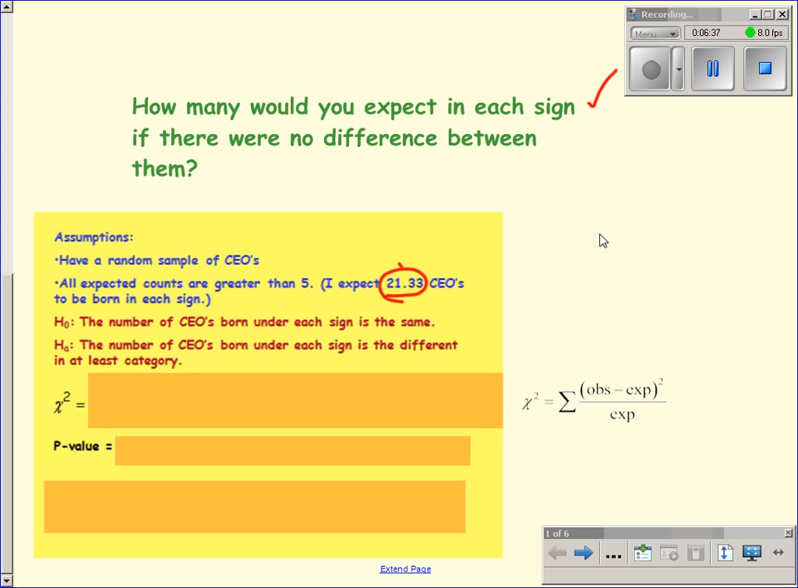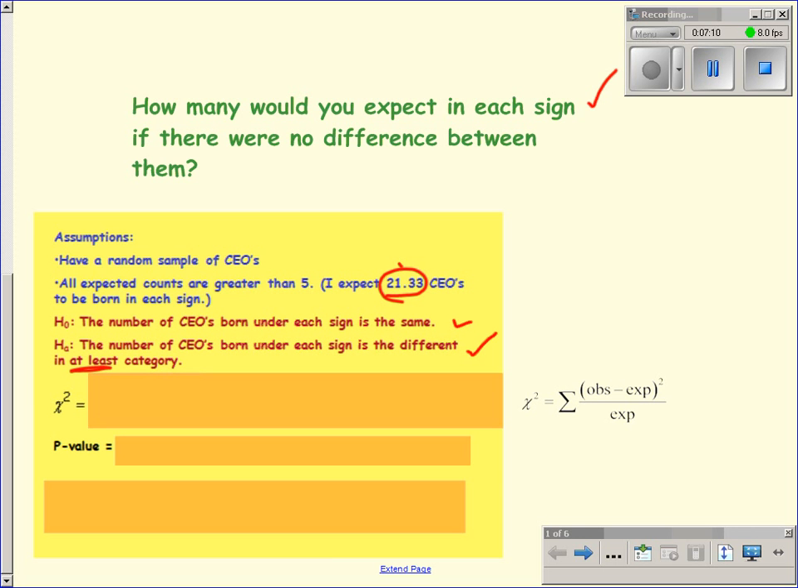What's next now is a null and alternate hypothesis. Now here's something that's going to be very different when we talk about chi-square tests. Notice that the null and alternate hypothesis are not symbol-based. They are word-based here, and this is going to be okay for chi-square tests. The null hypothesis right here is that the number of CEOs born under each sign is the same, that we would get the same number in each month or in each sign. The alternate then is that something is amiss, that the number of CEOs born under each sign is different in at least one category. All we need to prove is that at least one category is different, and therefore that will make it so that they're not all the same.